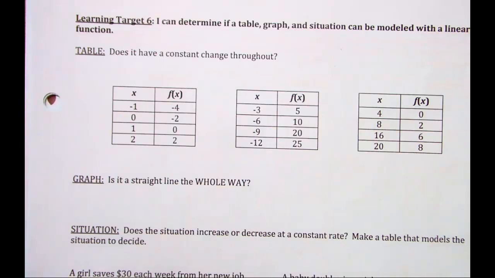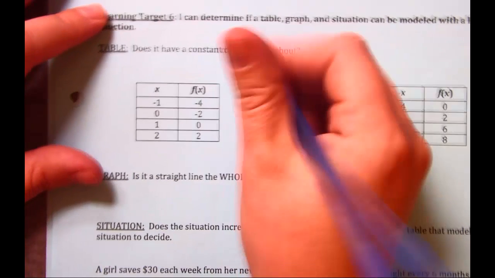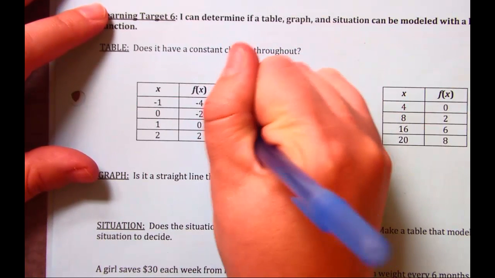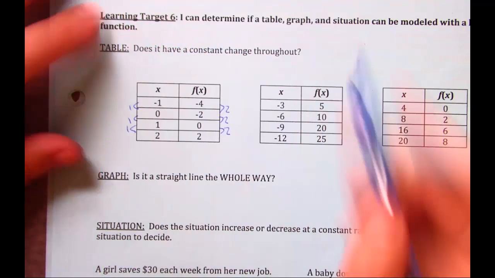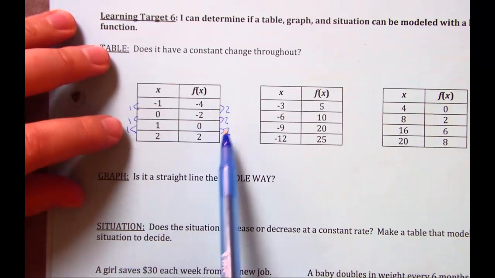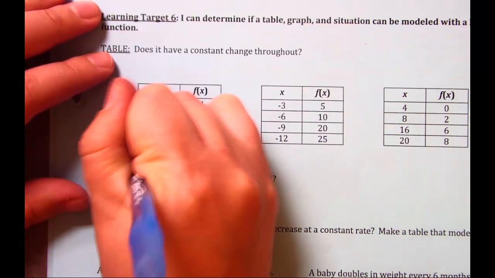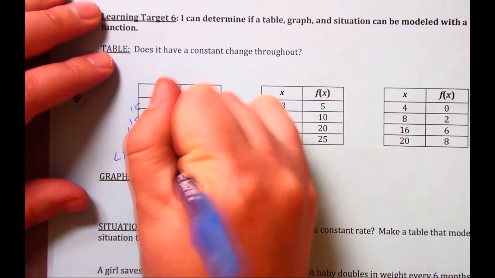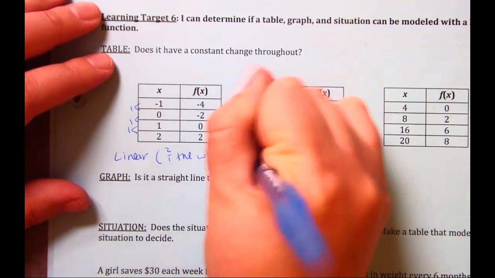So in order to determine if a function is linear or not, if you're looking at a table, we're going to decide, does it have a constant change the whole way through? So here it's going up 2, up 2, up 2, up 1, up 1, up 1. So because the slope is 2 over 1, 2 over 1, and 2 over 1, the whole way, this is linear.